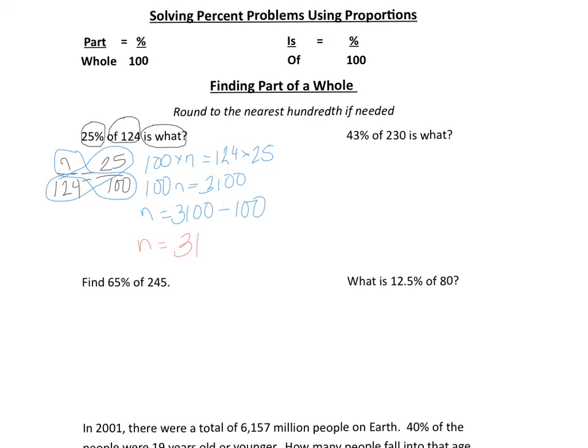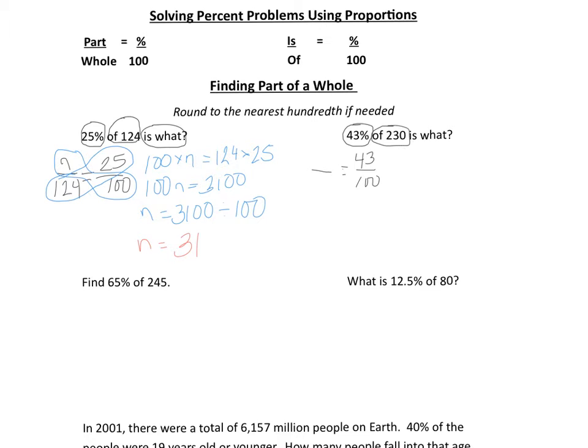The next one, 43% of 230 is what? Well, let's go through the steps again. 43% tells us that 43 is going over 100 in the proportion. 100 is going to be there no matter what. Percents are always out of 100. No matter what the percent is, it's always out of 100, so therefore the percent will always go over 100.